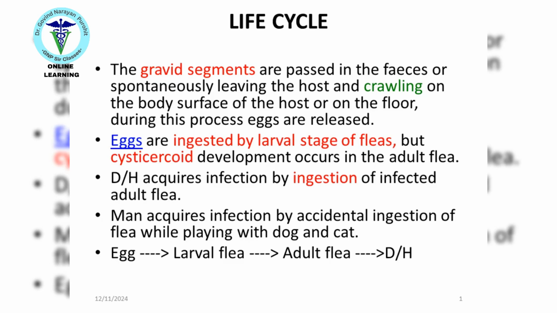Pathogenesis of Dipylidium caninum depends on the age of the host. Adult worms are usually not pathogenic, but heavy infections can cause abdominal pain and diarrhea. Gravid segments leaving the intestines can cause irritation around the perianal area. Diagnosis involves examining feces for egg packets, and treatment includes various anthelmintics.